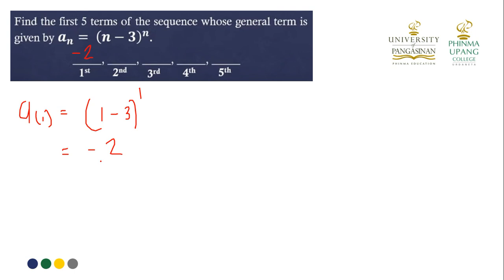So, we have the second term. Just change n into 2. Our a sub 2 is simply (2 minus 3) raised to 2. Then our a sub 2 is equivalent to what? 2 minus 3, negative 1. The answer here is, what is a sub 2? 1. But I heard 1. Oh, negative.